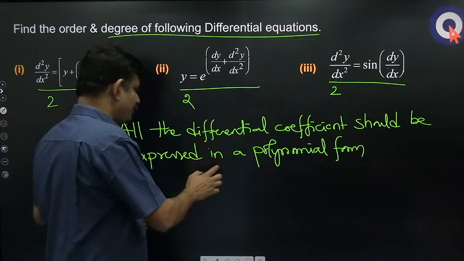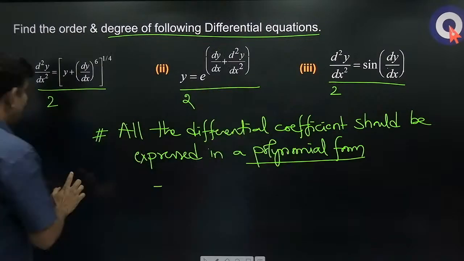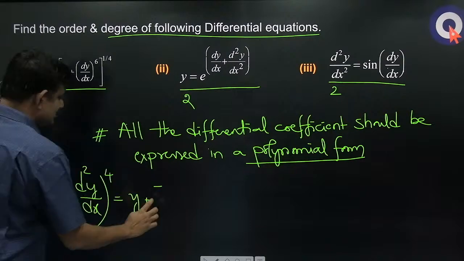अब करें क्या इसको? Raise to the power 4 on both sides. So d square y by dx square whole power 4 is equal to y plus dy by dx whole power 6. अब हो गया ये polynomial form में convert. This irrational part, by raising power 4, I could convert it into a polynomial form.